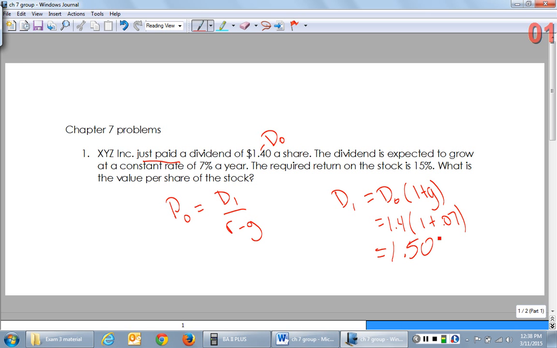So now we have all of the inputs necessary to calculate the value of this stock, or the price today. So D1, $1.50, divided by the required return of 15%. Again, this is a formula, so you have to use true percentages. You can't use whole numbers. Minus the growth rate of 7%.